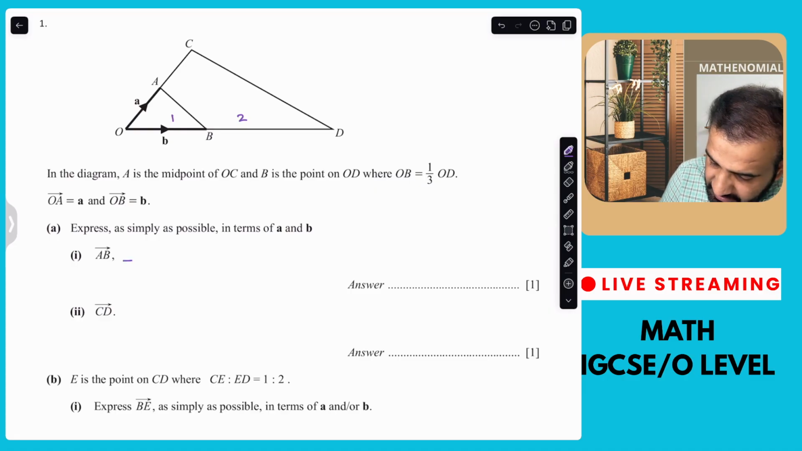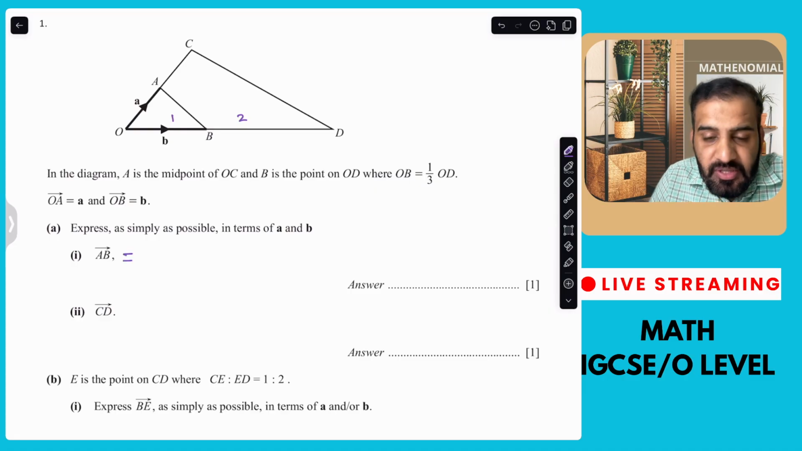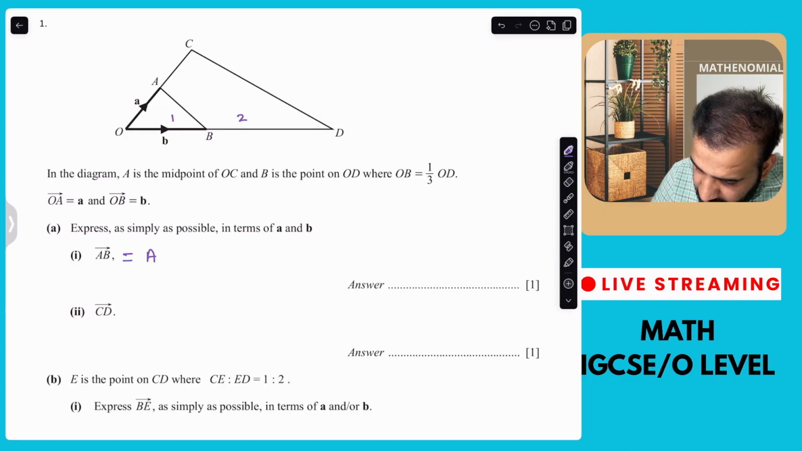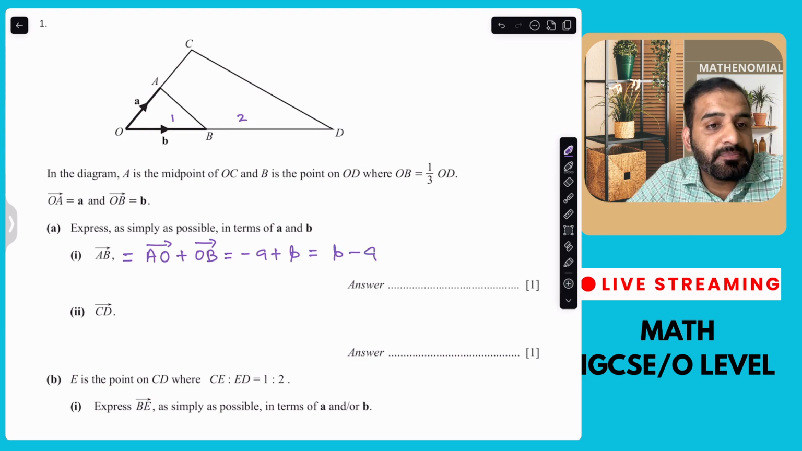So vector AB will be equal to what? The vector AB is going from A to O plus O to B. So A to O is minus a, plus O to B is small b. So b minus a is the answer. Now CD.